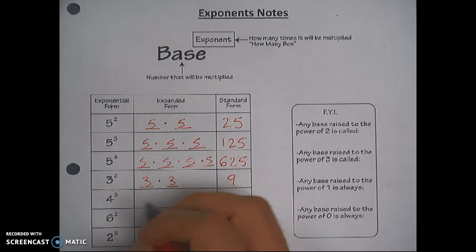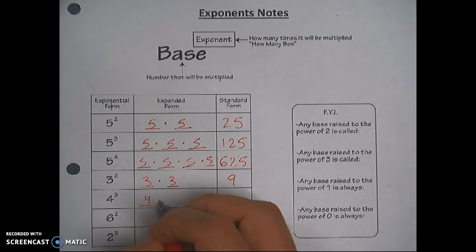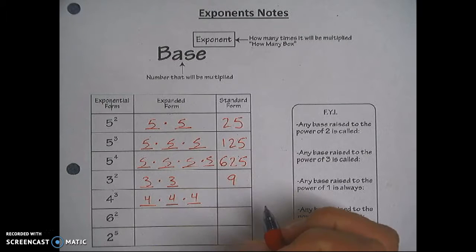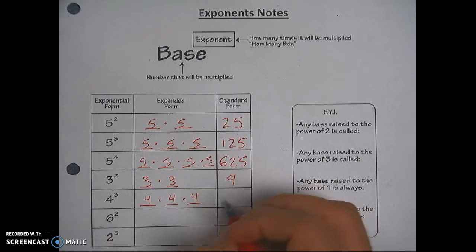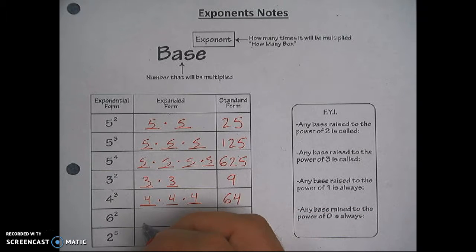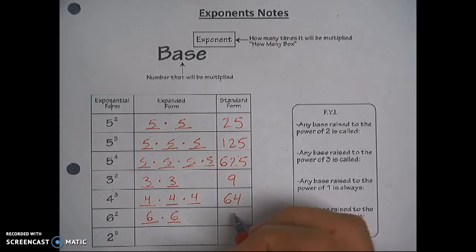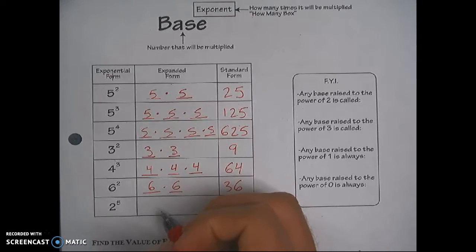4 to the third is not 12. It's 4 times 4 times 4. 4 times 4 is 16, times another 4. Again, you can use your calculator. It is 64. 6 to the second. It's not 12. 6 times 6. So that's 36.